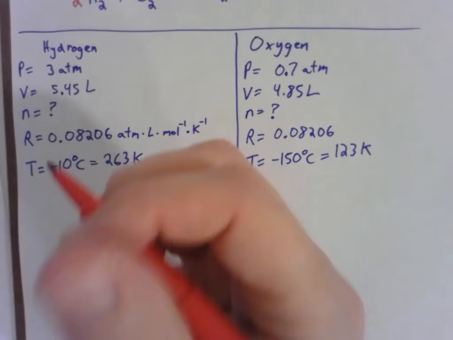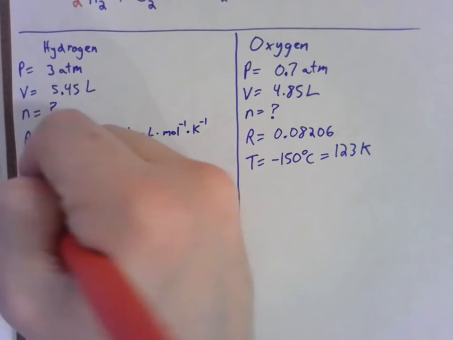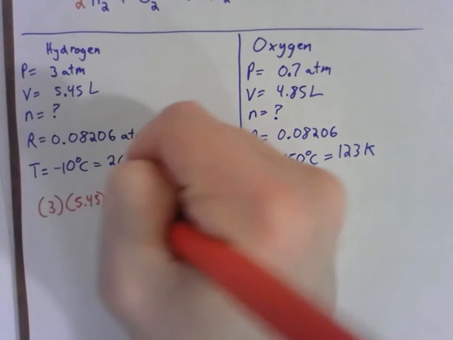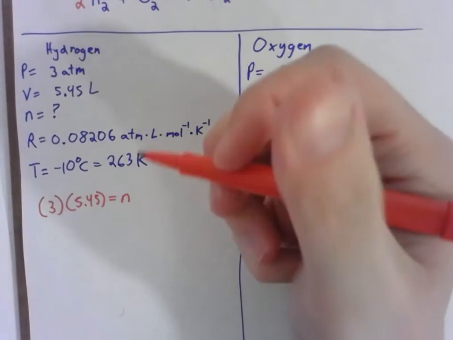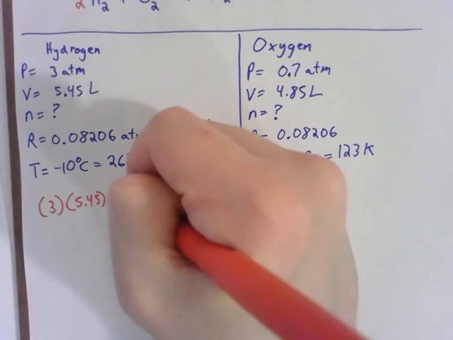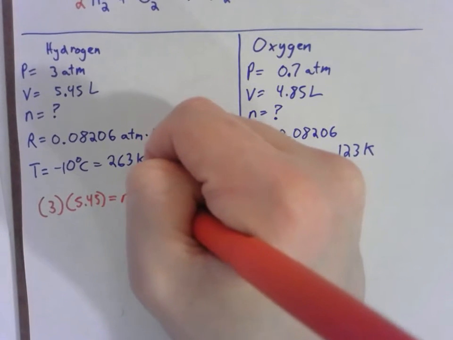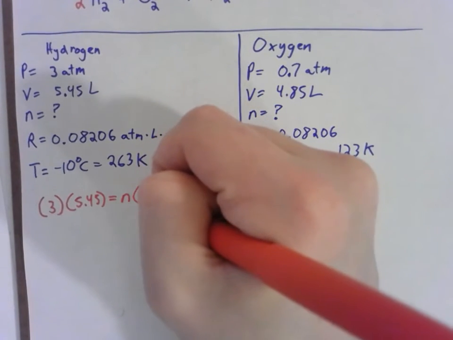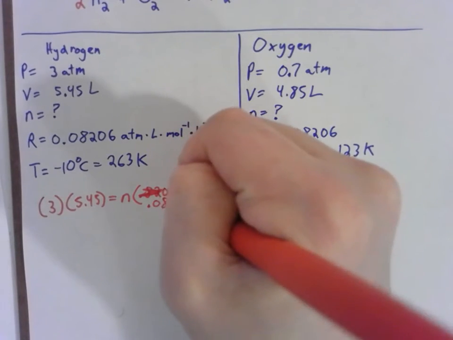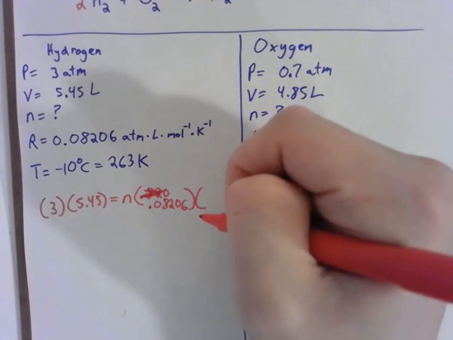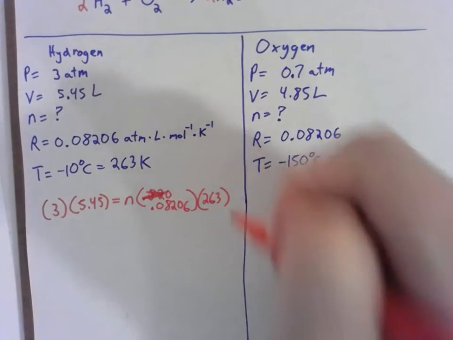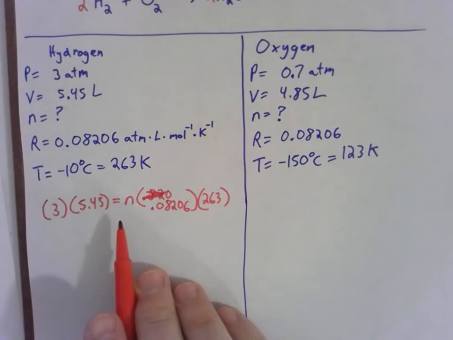And we'll just run the calculation. So pressure is 3, volume is 5.45. We'll set that equal to the number of moles, which we do not know, so we'll leave that as n, times the R value, which is 0.08206. And then the temperature is going to be, from our chart up here, we saw that for hydrogen it was 263. Okay, so I'm going to solve for n.